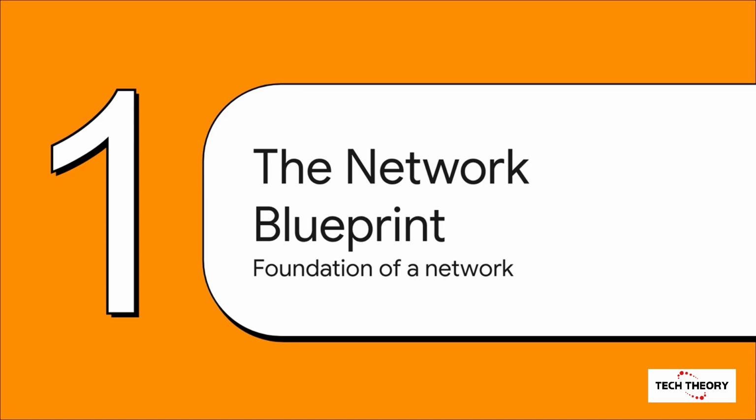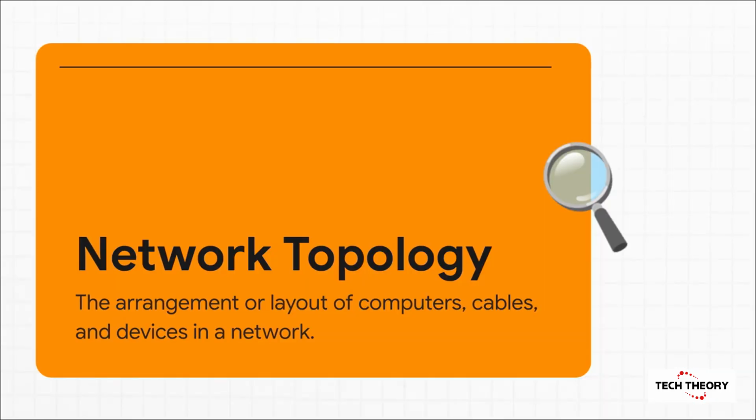Section 1, the network blueprint. Before we go any further, we need to get on the same page about what a network topology actually is. Simply put, a network topology is the layout of a network. The best way to think about it is like a city's road system. You've got your houses and buildings, those are your computers and devices, and you've got the roads connecting them, those are the cables. But it's not just about the physical streets, it's also about how the traffic, your data, is allowed to flow through them.